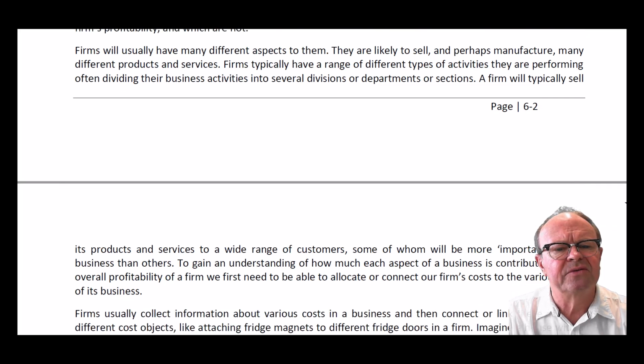Firms will usually have many different aspects to them. They are likely to sell and perhaps manufacture many different products and services. Firms typically have a range of different types of activities they are performing, often dividing their business activities into several divisions or departments or sections. A firm will typically sell its products and services to a wide range of customers, some of whom will be more important to the business than others. To gain an understanding of how much each aspect of a business is contributing to the overall profitability of a firm, we first need to be able to allocate or connect our firm's costs to the various parts of its business.